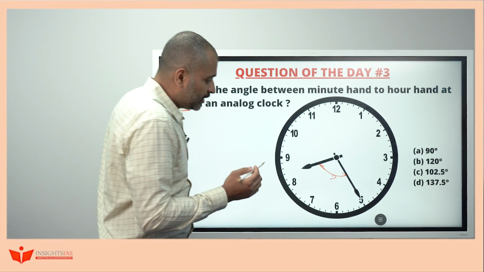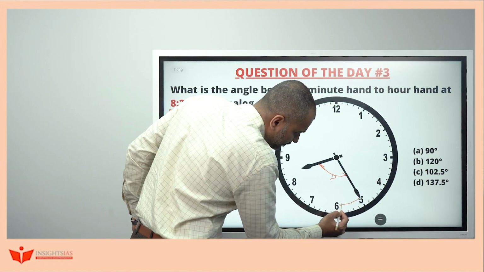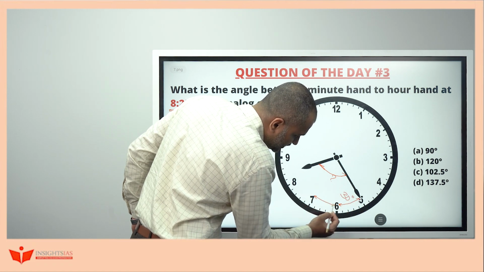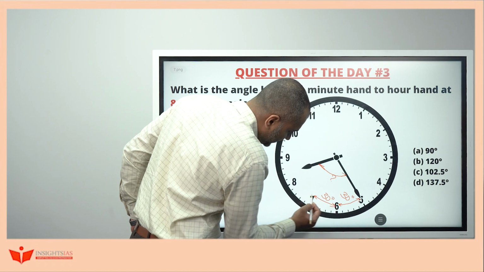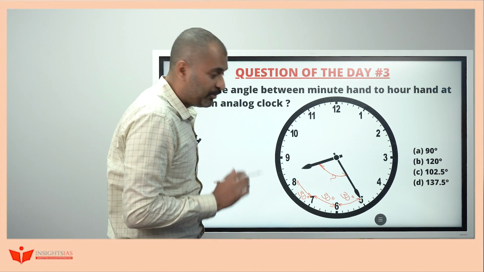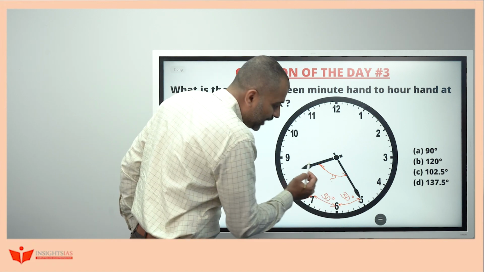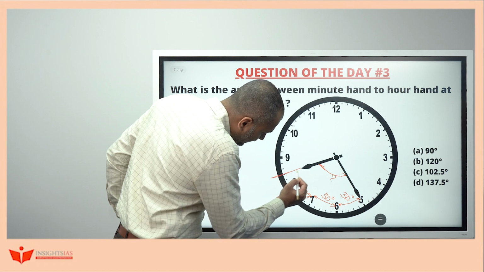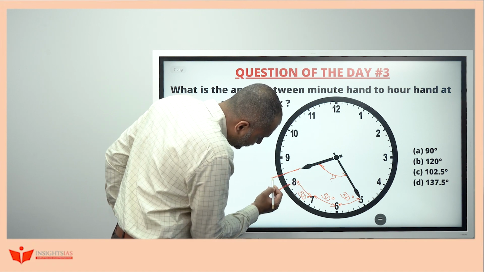Okay. See, what is this angle here now? You are familiar now. What is this angle? 30 degrees. What is this angle? 30 degrees. What is this angle? It's 30 degrees. Isn't it? But the angle between these two hands is not 90 degrees, since this hand has moved this much here.